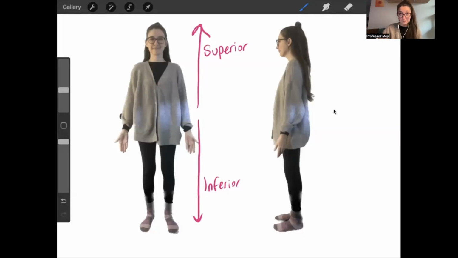Now, in the same vein, we can use another pair of terms here: rostral and caudal.